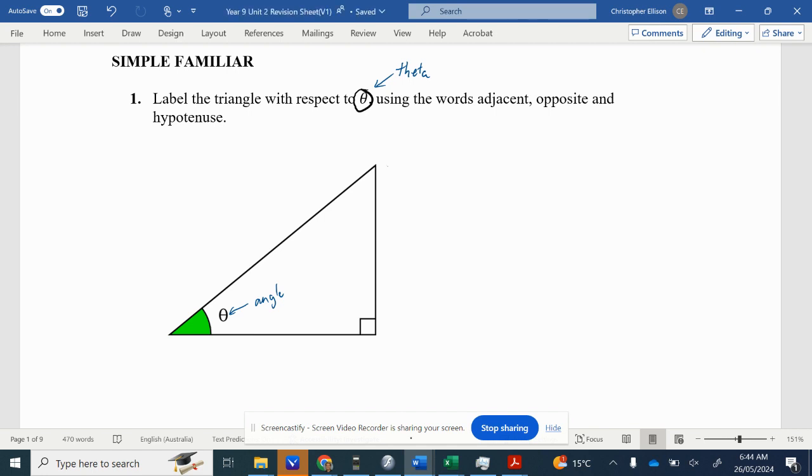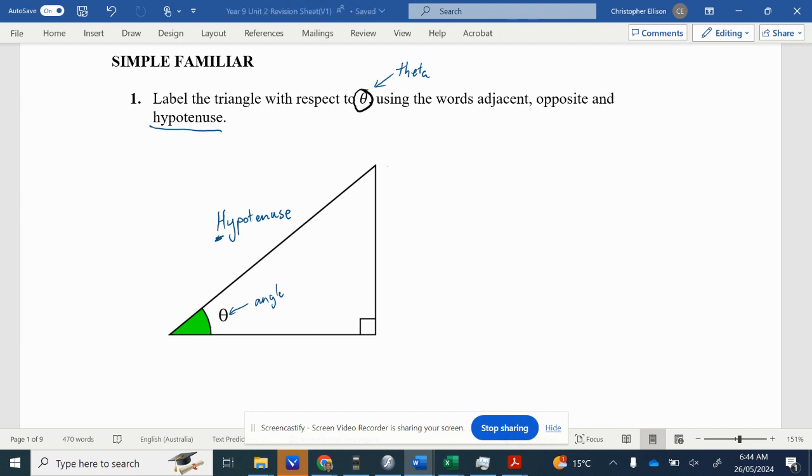Now, the first one that we could label, and hopefully we already know that the hypotenuse is the one that is opposite the right angle, and it's the longest side. So this is our hypotenuse here. It's always opposite from the right angle, across from the right angle. Okay. So like I said, hopefully you already know that from Pythagoras' theorem. You can just write h usually to represent that.